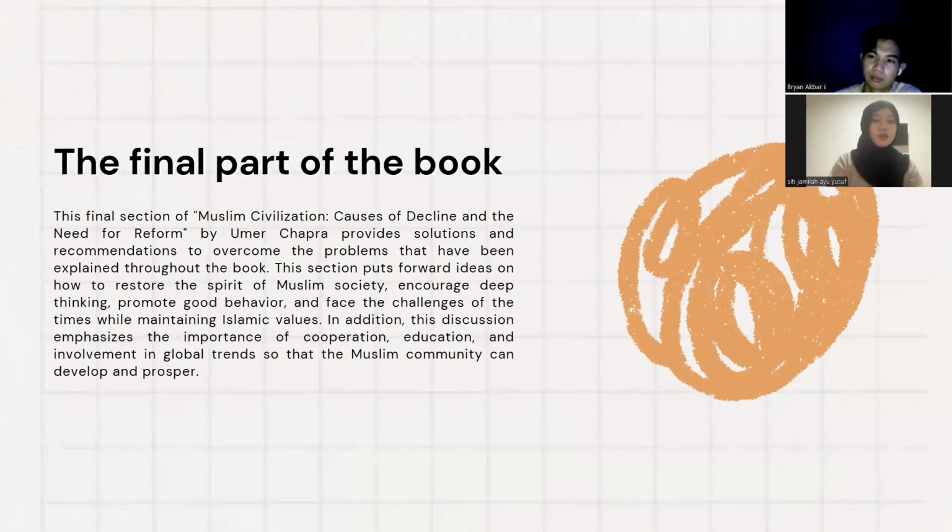For the conclusion of this book, the author emphasized the need to identify and address the causes of decline in Muslim societies. He suggested solutions and reforms such as improving education, sustainable economic development, transparent political change, and returning to fundamental Islamic values. He also emphasized the important role of individuals and groups in bringing positive change to revitalize Muslim civilization.